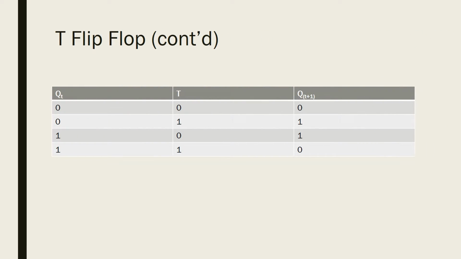Here we see the truth table. When the present state is 0 and T is 0, the next state is set to 0. When the present state is 0 and T is 1, the next state is set to 1. When the present state is 1 and T is 0, the next state is set to 1. When the present state is 1 and T is 1, the next state is set to 0.